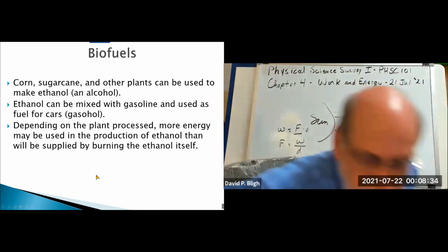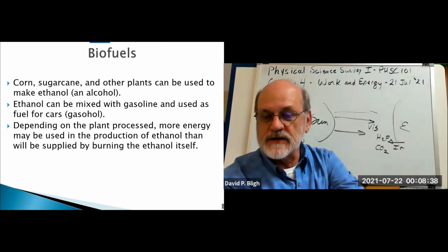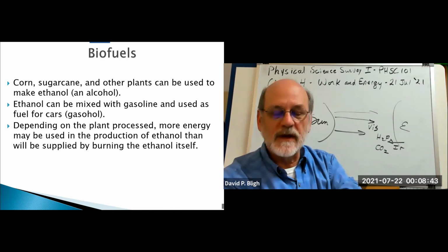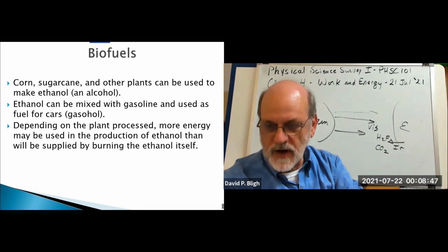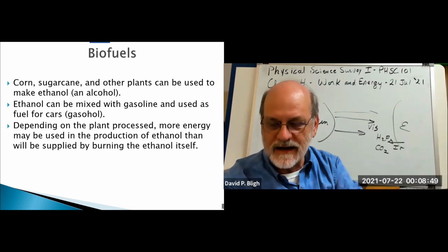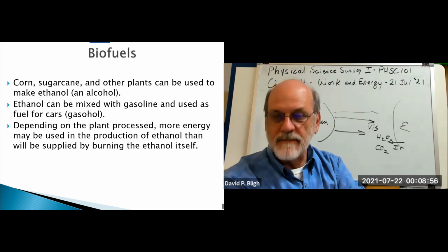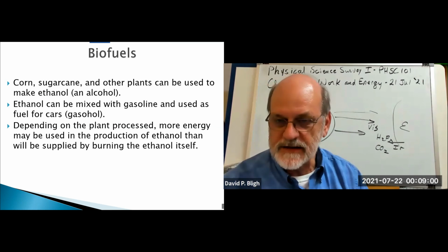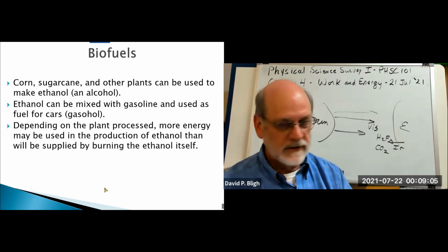Unfortunately, the cost of production of ethanol very often exceeds the value of the energy gained. The amount of energy required to produce ethanol is more than the energy gained by burning it. So it's a net economic loss. That means it must be subsidized by the government. If it's not subsidized, then economically speaking, it would go out of fashion very quickly.